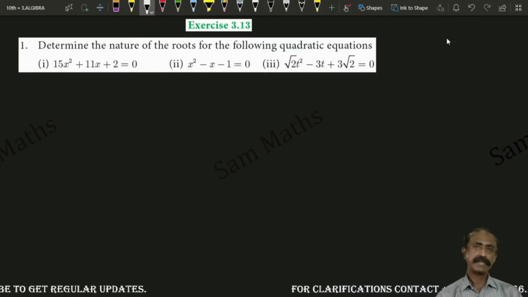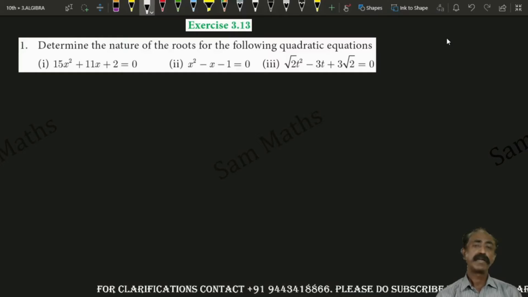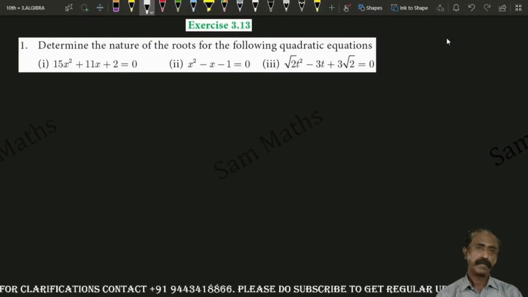Now, exercise 3.13, first question. Determine the nature of the roots of the following quadratic equations. We have to find only the nature of the roots. First question.